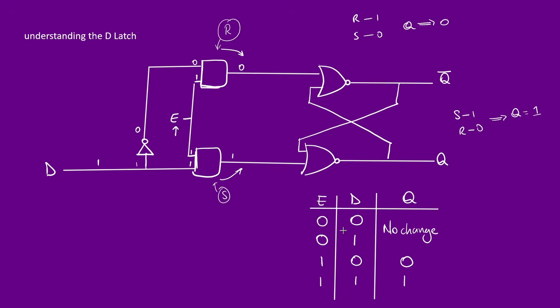Now if you look closely, you can see that as long as my enable is high, my output Q is always going to follow my data D. Usually the D in the D latch can stand for two things, but usually it means data, because it's a data latch, used to store data. Or, though this is less common, it's referred to as the delay latch.